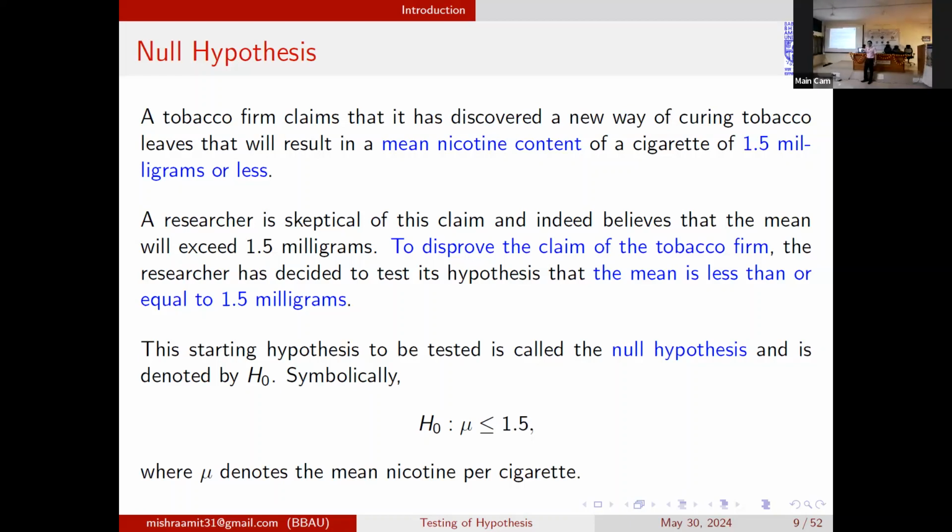So in language, we say that mean nicotine is less than or equal to 1.5 milligram. In mathematics, we write it as mu less than or equal to 1.5. And what is mu?